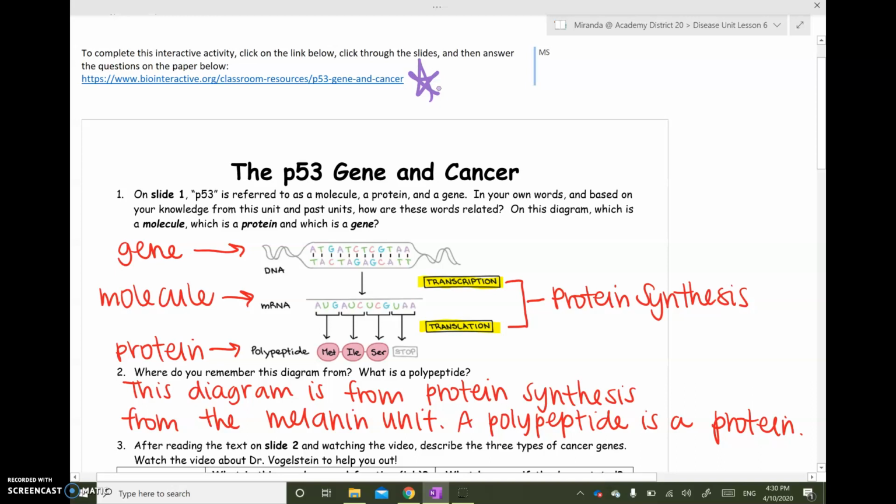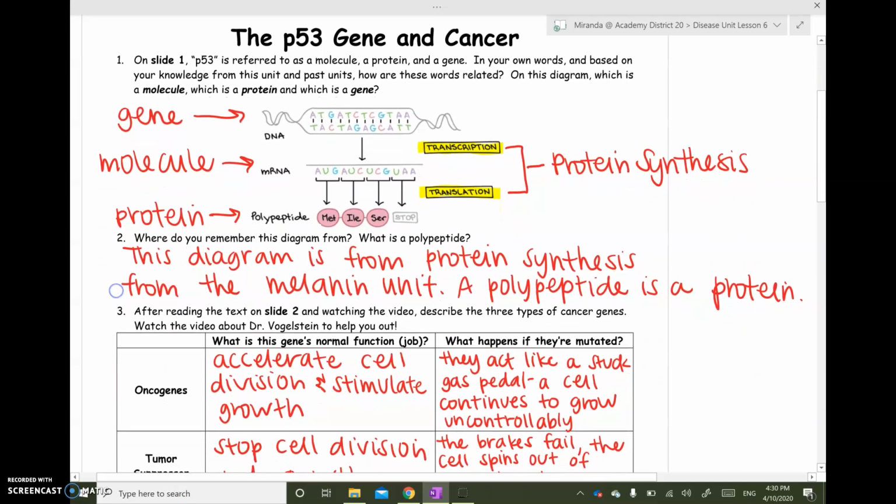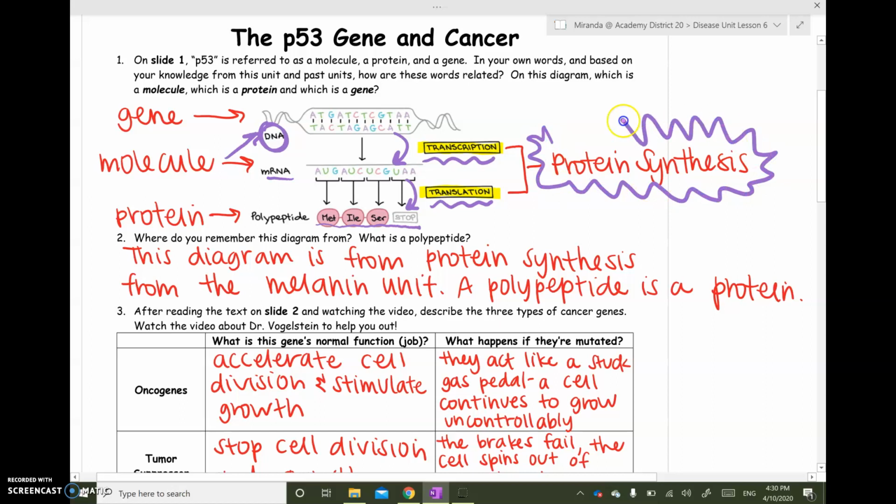So the first question is all about a molecule, a protein, and a gene. If we kind of break that down, we know that a protein is a chain of amino acids. So here's our protein. mRNA and DNA are both molecules, and a gene is a section of just DNA only. Okay, and if we remember from last time, from DNA to mRNA, that's called transcription, and from mRNA to amino acids, that's called translation. Overall, this system is called protein synthesis. Okay, so that's what question 2 is asking you.